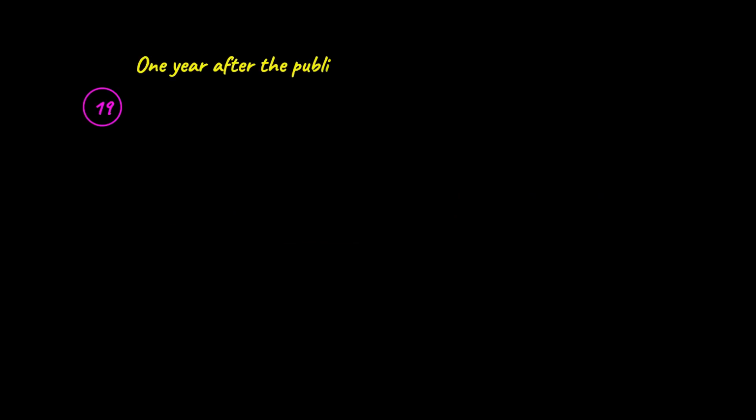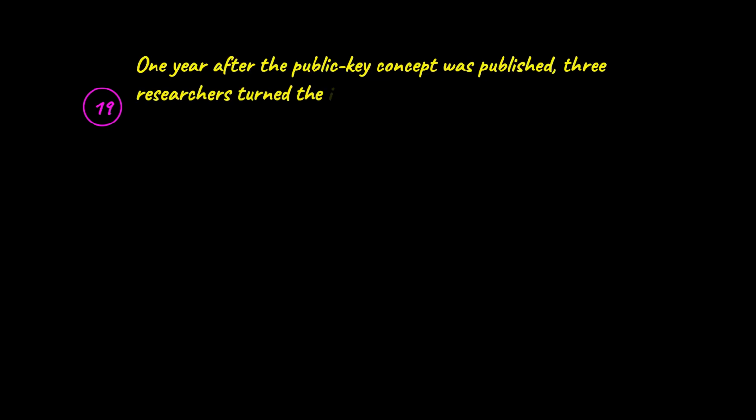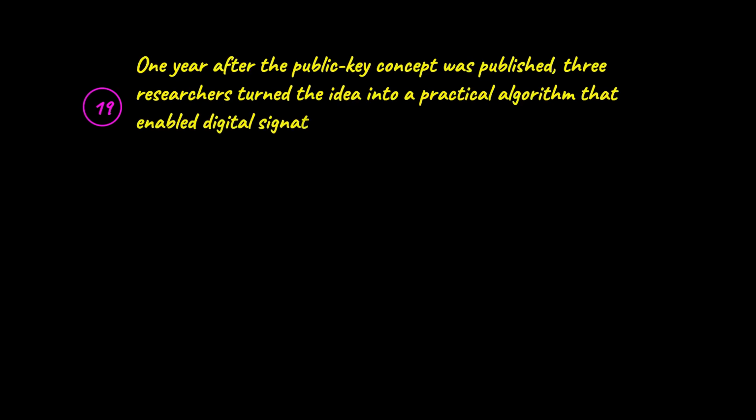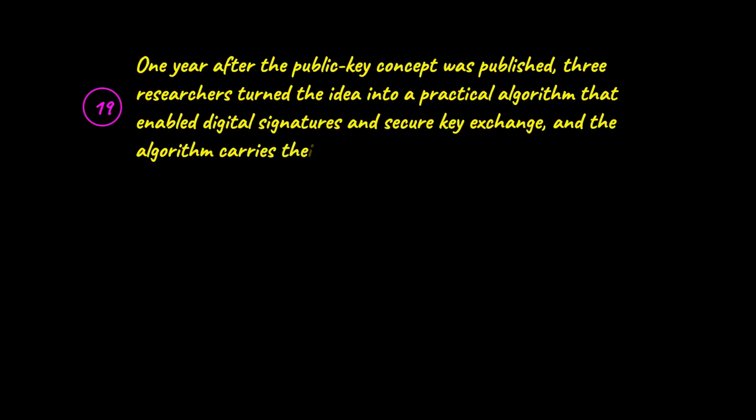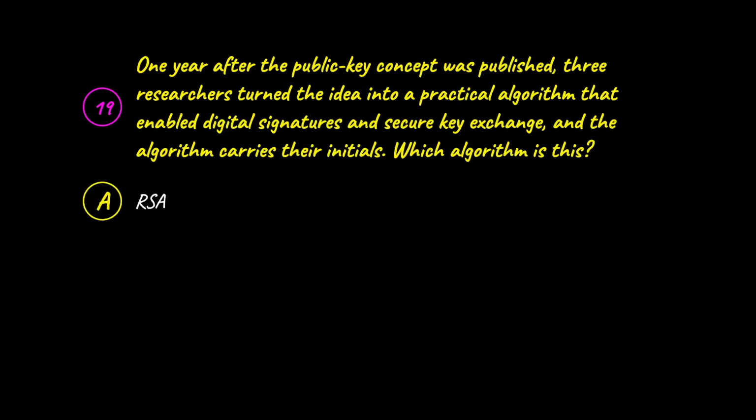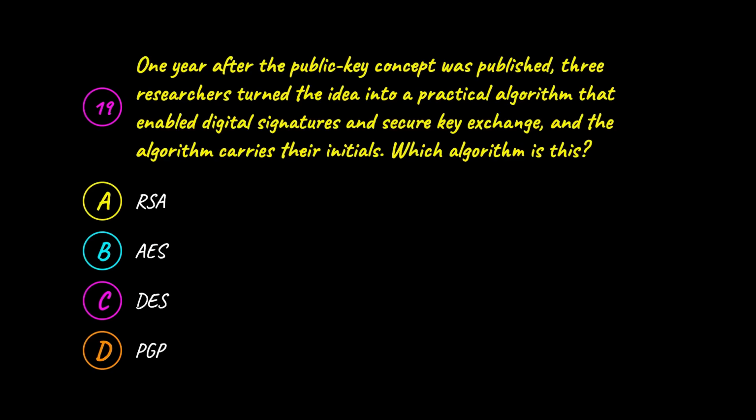Question 19. One year after the public key concept was published, three researchers turned the idea into a practical algorithm that enabled digital signatures and secure key exchange, and the algorithm carries their initials. Which algorithm is this? Your options are A. RSA, B. AES, C. DES, D. PGP. Before I reveal it, which one do you think is right?